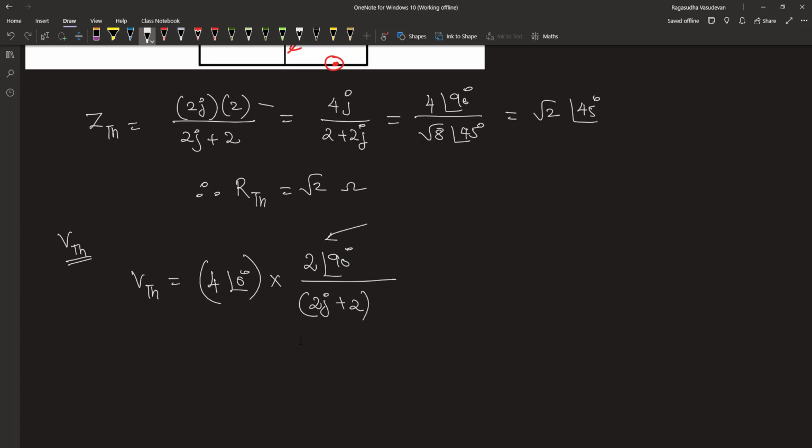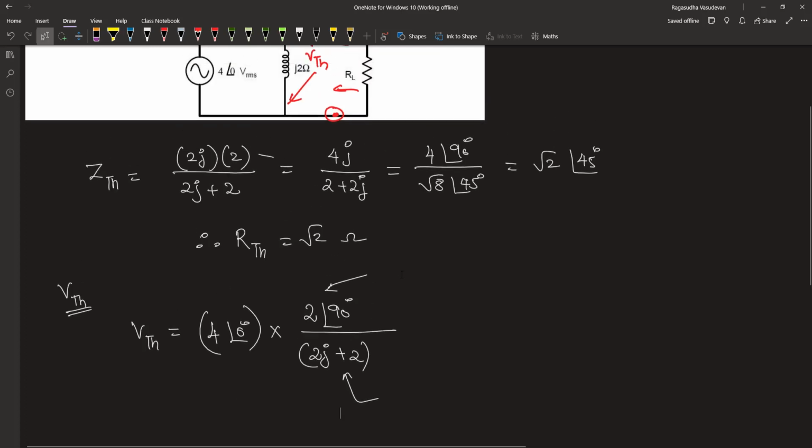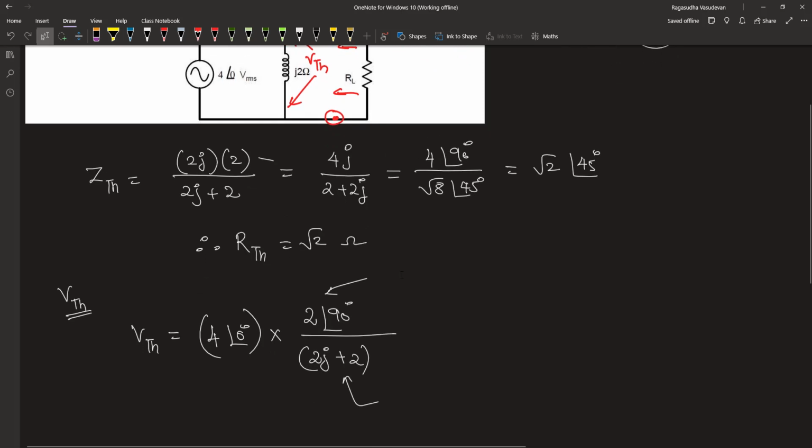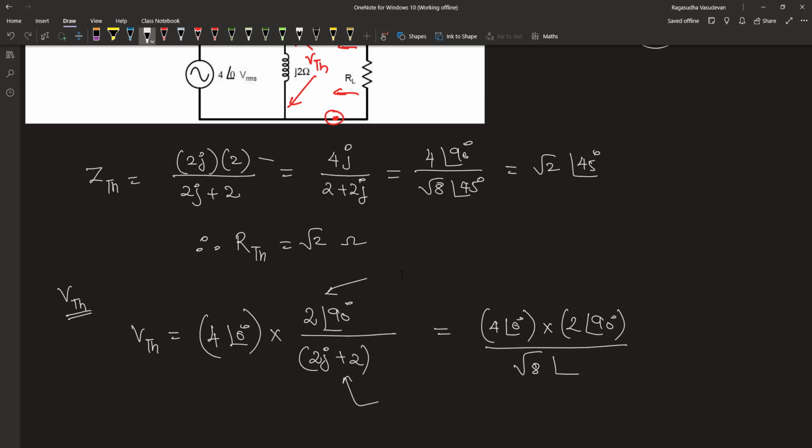This is the value of the impedance in polar form, and this is the sum of the resistance and the inductance, which is 2 ohm and 2j. So this will be equal to 4 angle 0 degrees times 2 angle 90 degrees divided by 8 angle 45 degrees. So the value of the Thevenin equivalent voltage is equal to square root of 8 angle 45 degrees volt.